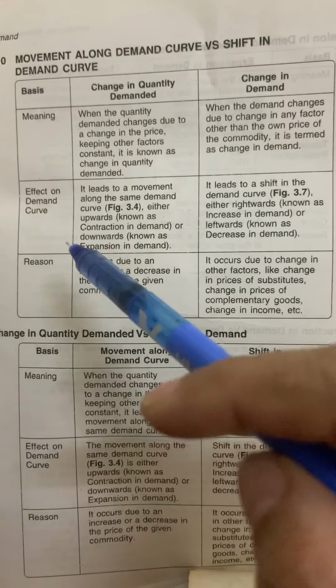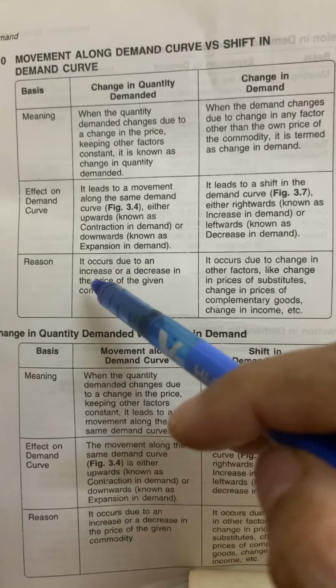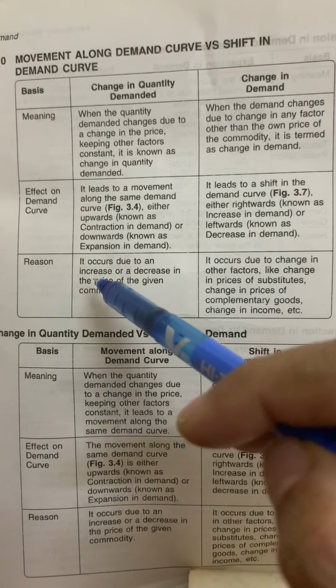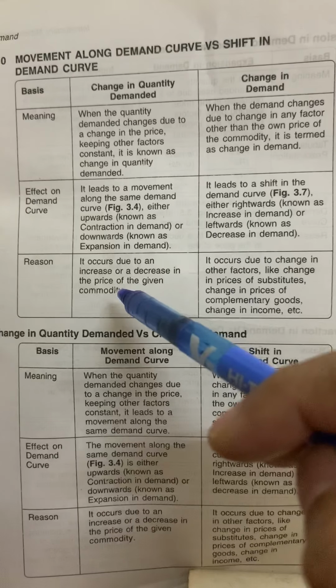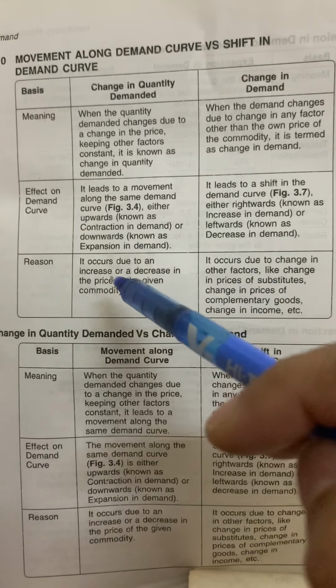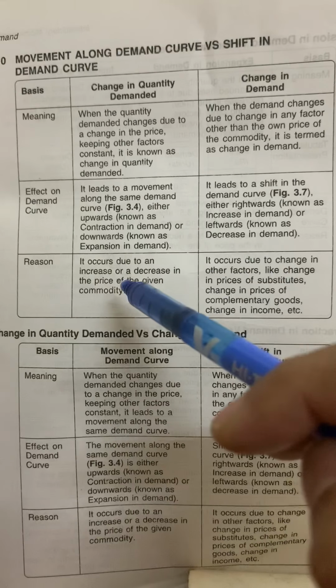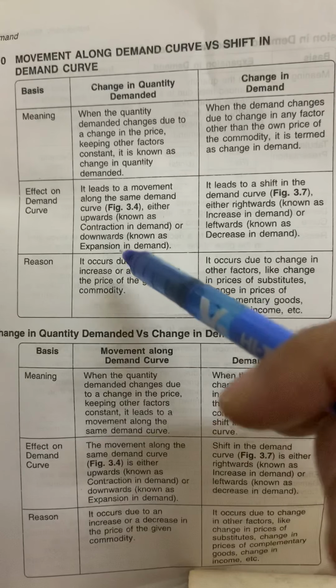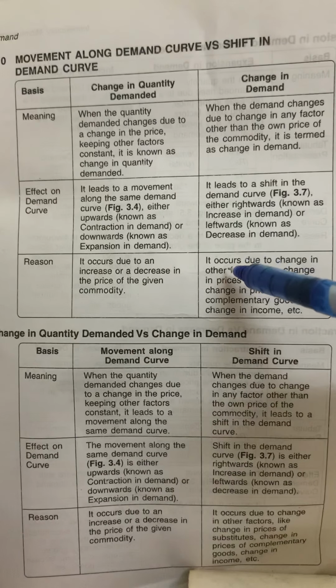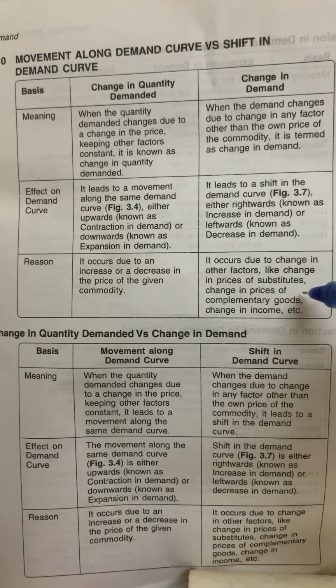Reasons: it occurs due to increase or a decrease in the price of the given commodity. Main cause in the change in quantity demanded is the change in the price of its own commodity. Change in demand occurs due to change in other factors like change in price of substitute, change in price of complementary goods, change in income of the consumer, etc.